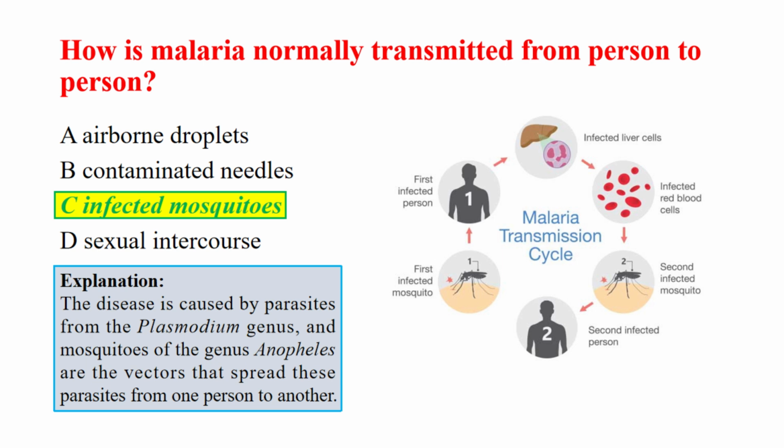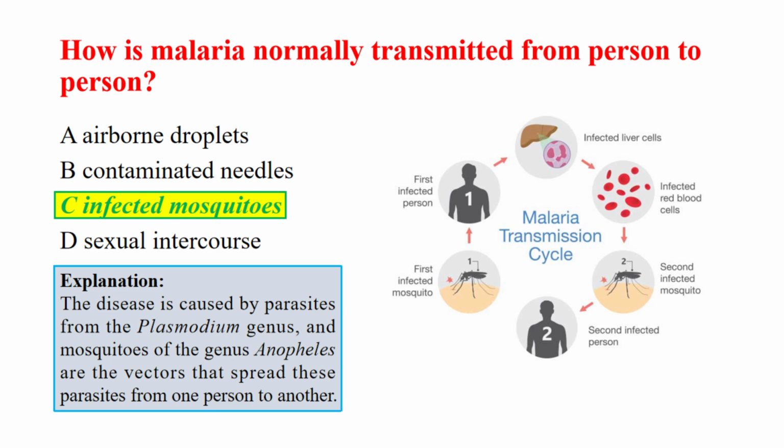Malaria is primarily spread through the bites of infected mosquitoes, specifically those of the Anopheles genus. When these mosquitoes bite a person, they transmit the Plasmodium parasites that cause malaria. It's not spread through airborne droplets, contaminated needles, or sexual intercourse. Understanding this helps us better focus our efforts on preventing and controlling malaria, which is crucial in regions where the disease is prevalent.